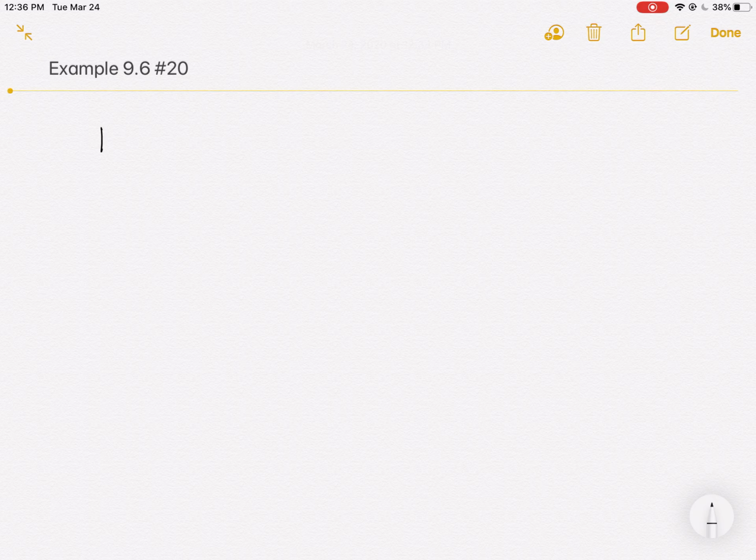And what they're giving us is a P1, and they're defining P1 to be the initial point, negative 2, negative 3, negative 3. And then a P2, which is the terminal point, and that is 4, 1, negative 1, to get it copied correctly. So those are the numbers there. And what they want is the distance between those points.